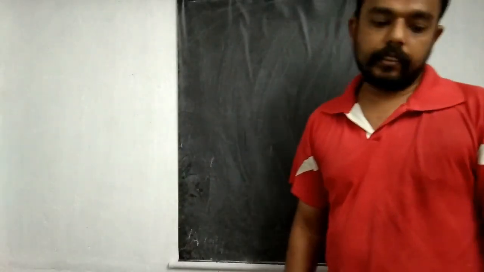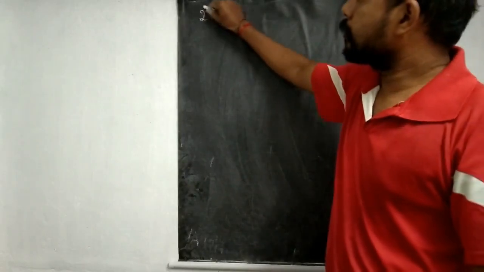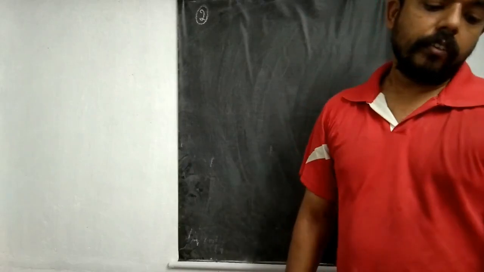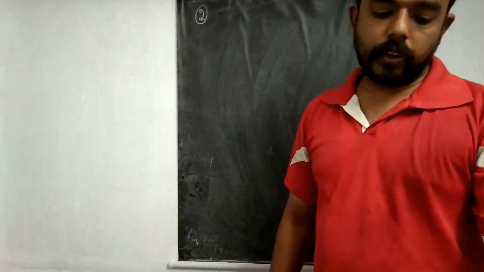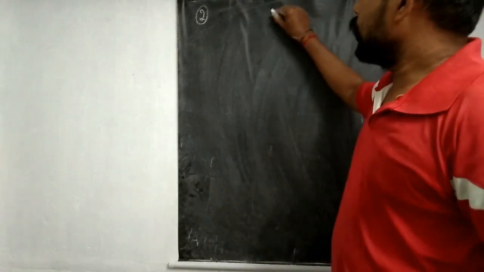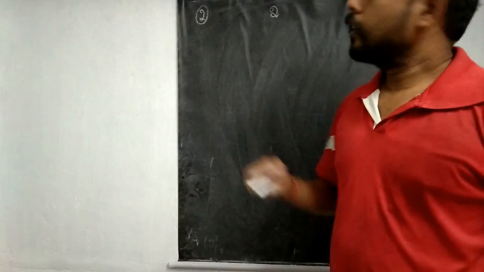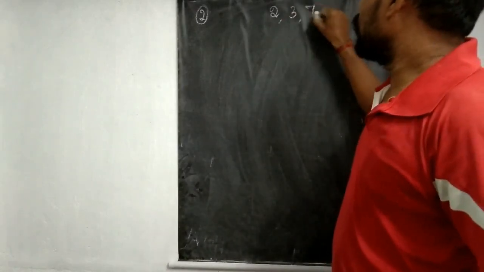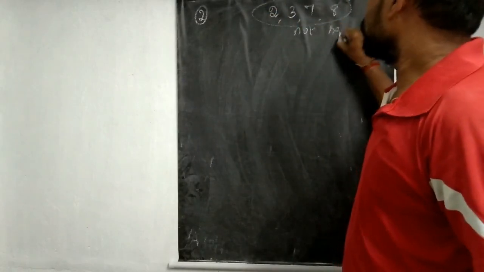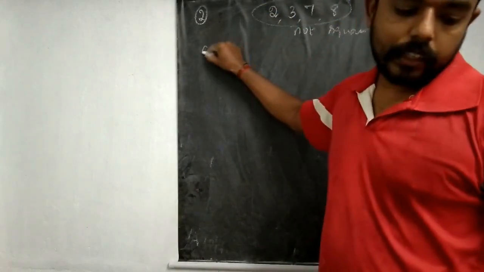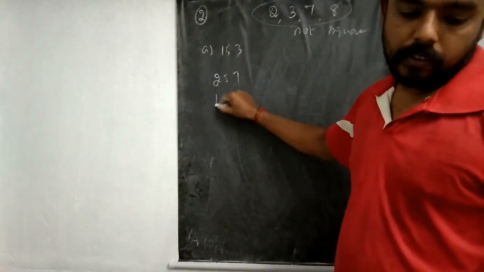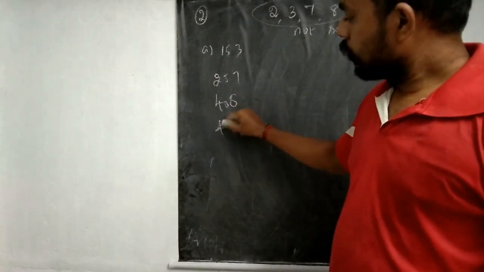Similarly, exercise 6.3, second question: without doing any calculation, find the numbers which are surely not perfect squares. We are going to check the unit digits of a number. If the number ends with 2, 3, 7, or 8, it is definitely not a square number. So for that, 153, 257, 408, 441.